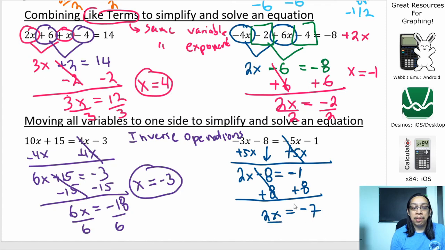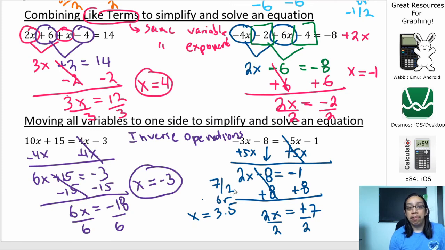We divide, oops, that's not right. Negative 1 plus 8 is positive 7. Oops. Divide both sides by 2. 7 divided by 2 is just 3.5. So x equals 3.5. Or if you're a fraction person, you can say that it's 7 over 2.